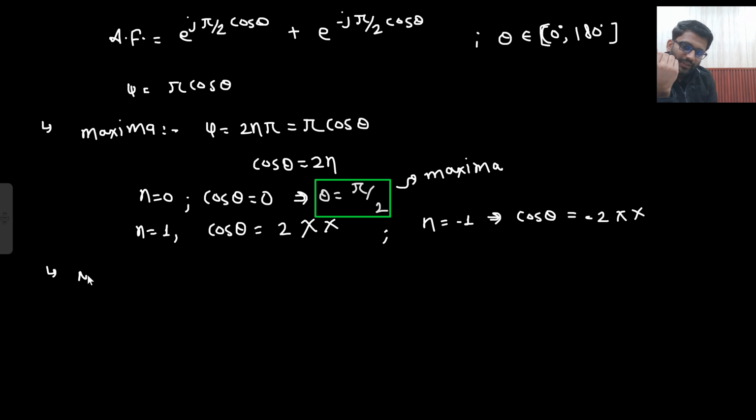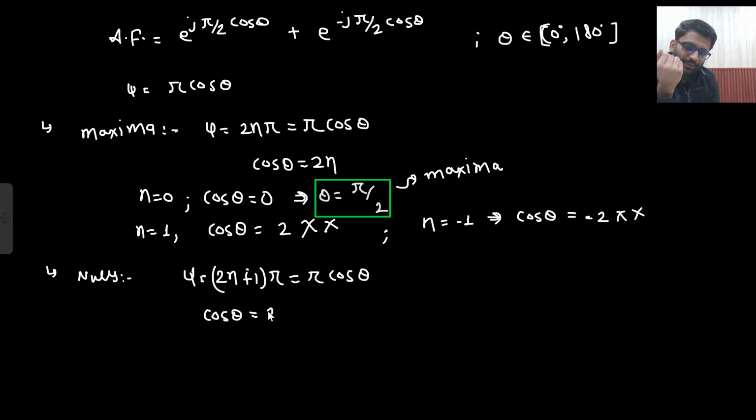Let's see the second point, that is nulls. What should phi be equal to? Phi equals 2n plus 1 pi for the nulls, and that should be equal to pi cos theta. So cos theta is equal to 2n plus 1. Can I put n equals 0? Certainly I can. If I put n equals 0, cos theta is equal to 1. Where do you get cos theta equals 1? At theta equals 0 degree only.